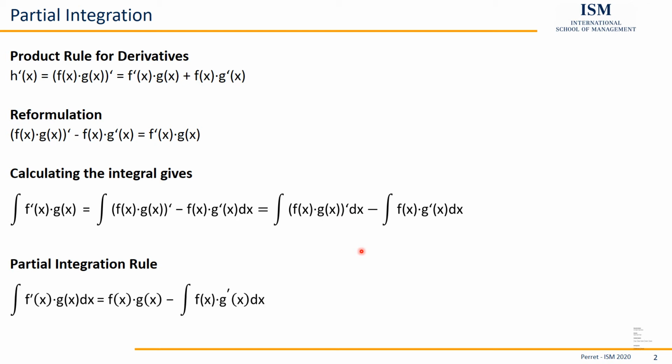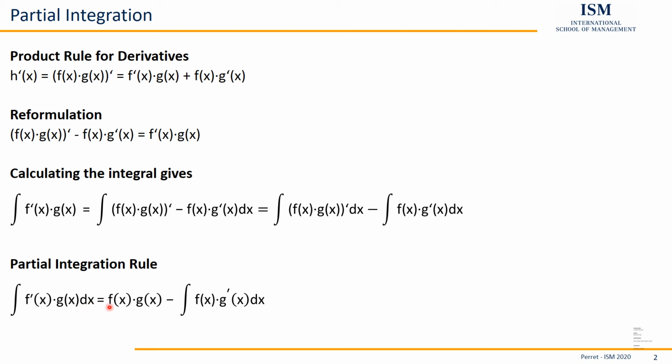So if we consider this, we get here simply f of x times g of x, because the derivative and the integral cancel each other out. This is what we usually call the rule of partial integration. In other words, we take a look whether we have a product of two functions where one part can easily be integrated and another part can easily be derived.